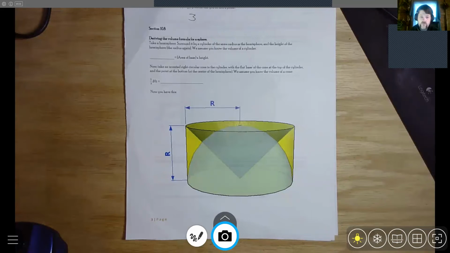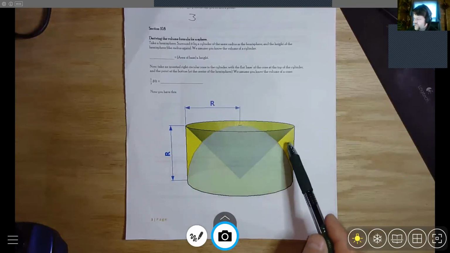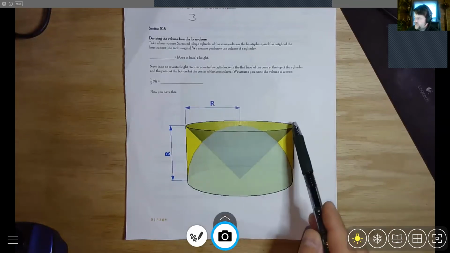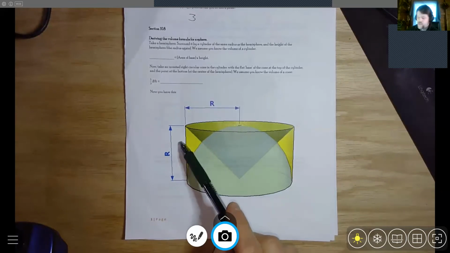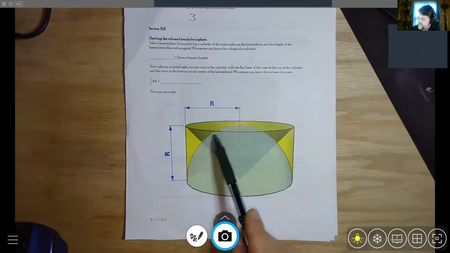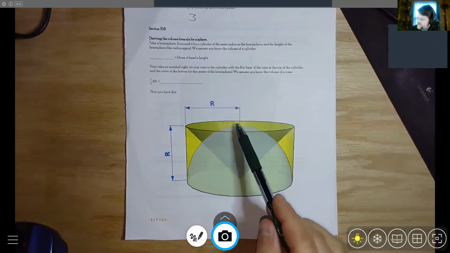So we're gonna derive the volume formula for a sphere. So here's our picture. Mine's in color. Color is easier to see. What we have here is a cylinder in yellow with a radius of R, and the height is also the same as the radius, so capital R. And then we have a hemisphere inside, and the base of the hemisphere, a hemisphere is half a sphere, is the same as the base of the cylinder. And then the top of the hemisphere is touching tangent to the top of the cylinder.